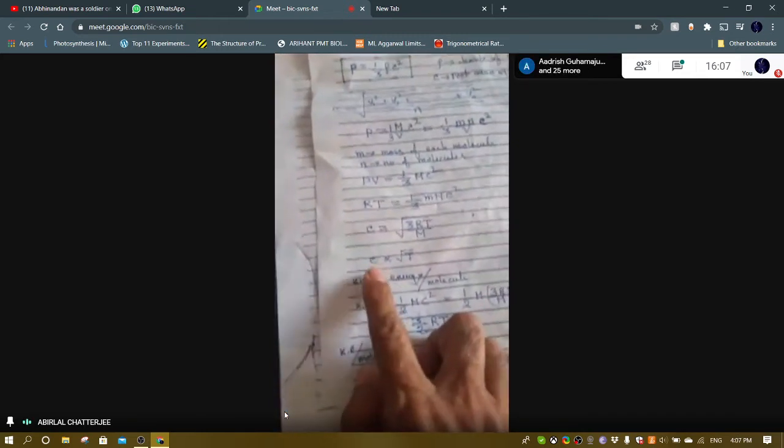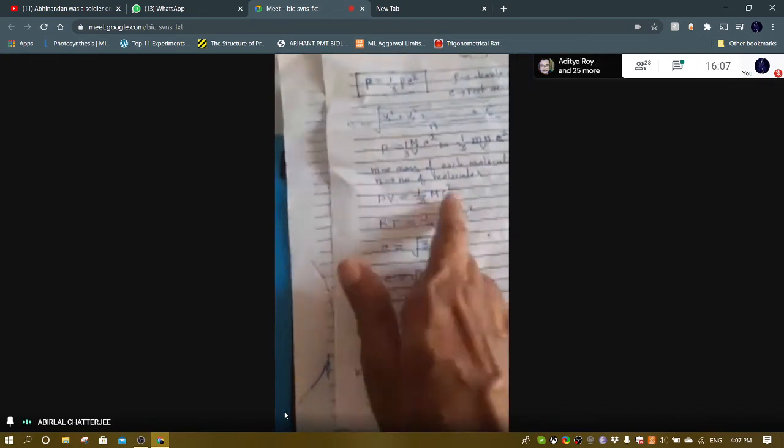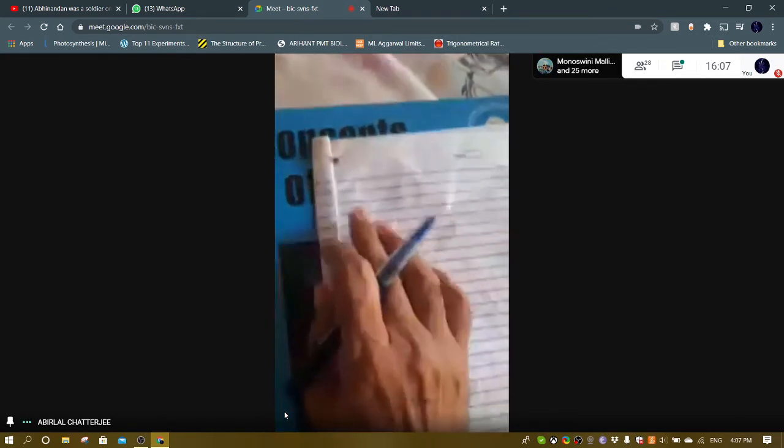Now Charles' law. C proportional to root T. So C square proportional to T, that means V proportional to T. That is your Charles' law. Is it okay? Yes, sir. And Avogadro's law, I'll prove it, sir. That is very important.